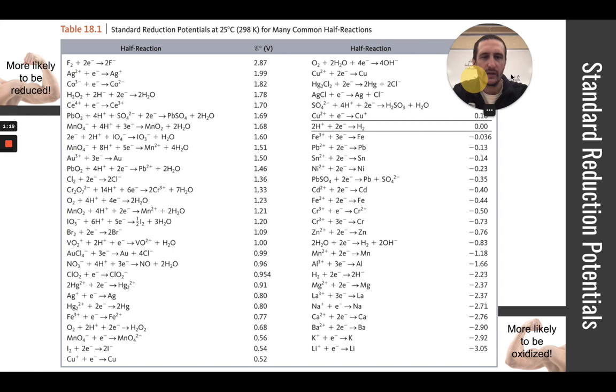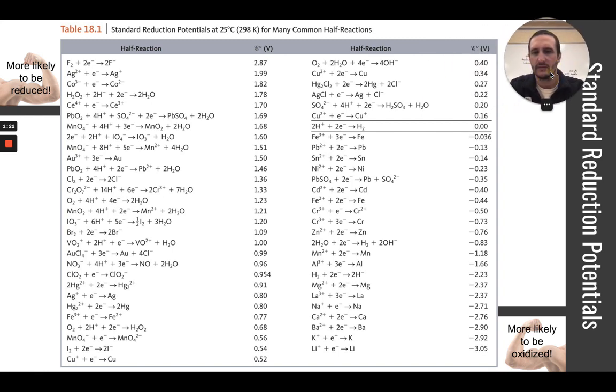It turns out that there are ways of measuring this cell potential. And almost every chemistry textbook has a list of standard reduction potentials. This is a list from a textbook. Our textbook has this same chart. It's actually in chapter 19. It's table 19.1 in our textbook.